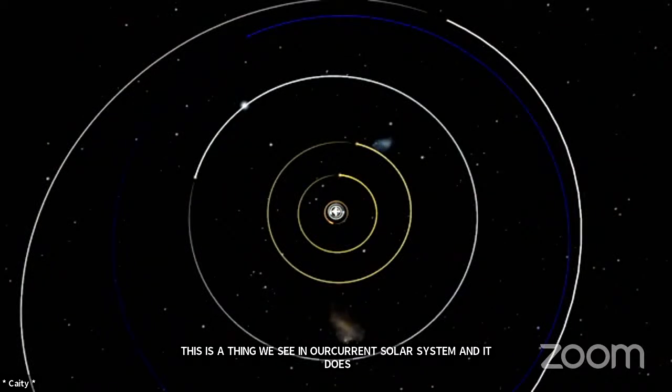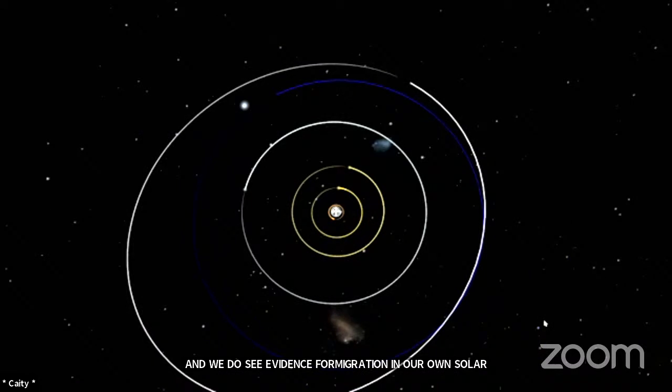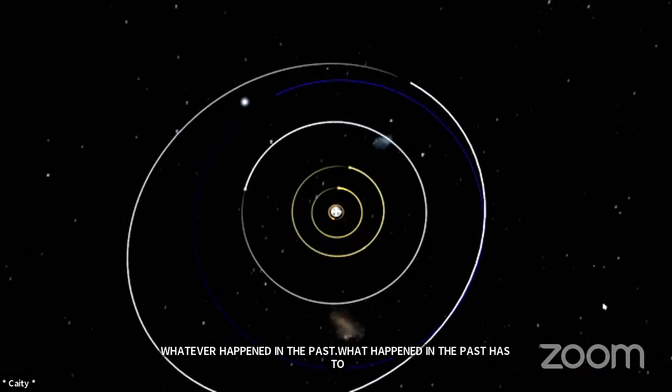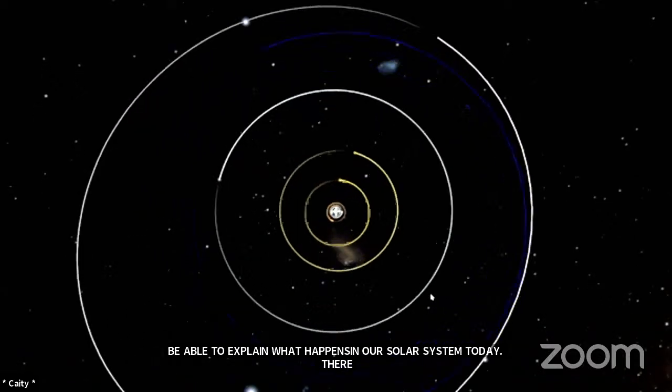And we do see evidence for migration in our own solar system. So when we look at our solar system the way it is today, it has to have gotten that way by whatever happened in the past, right? So whatever happened in the past has to be able to explain what our solar system looks like today. And there are a few things about our solar system today that really don't make sense if things formed where they are. Mars is one of them.